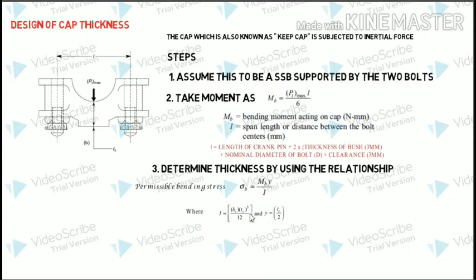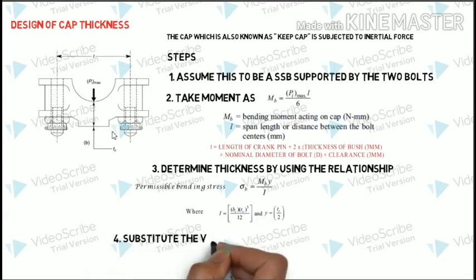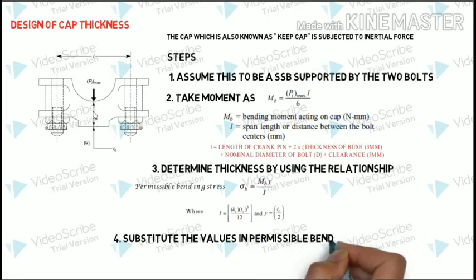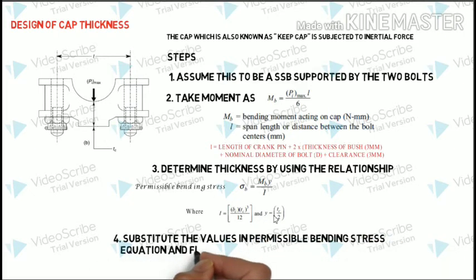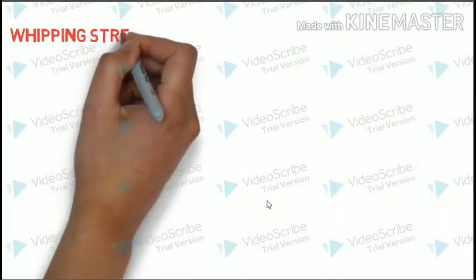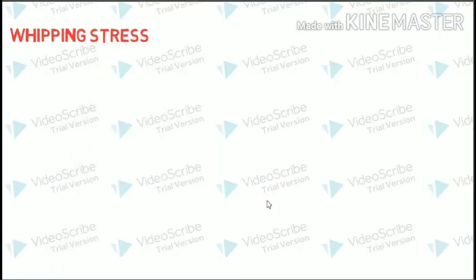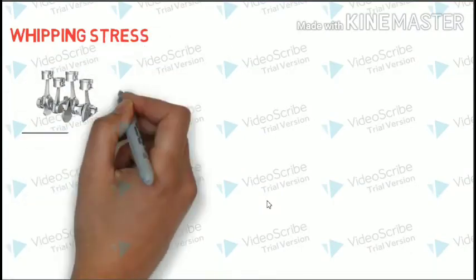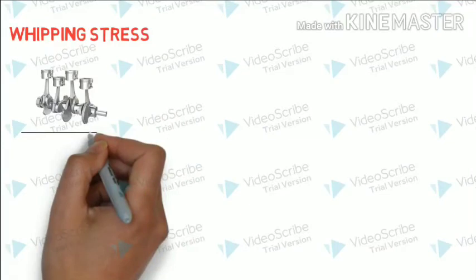Okay, so I is nothing but BC into TC cube by 12, where BC is the width, which is not shown here, and TC is the thickness which is to be found out. And y is equal to TC by 2. So substitute all these values in the equation, and on equating both the equations, you will get the thickness. So with this the basic design procedure is coming to an end.